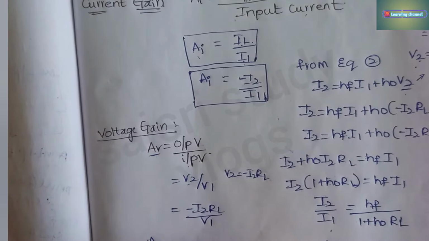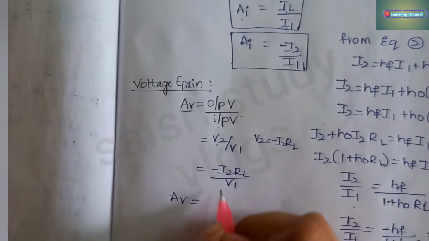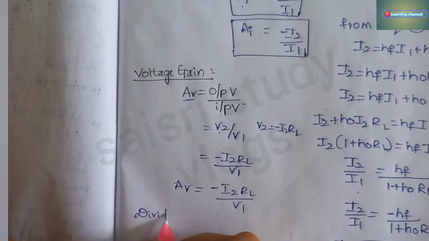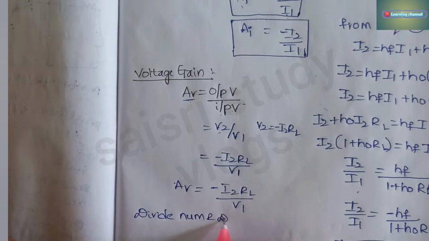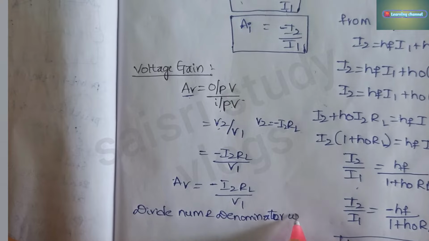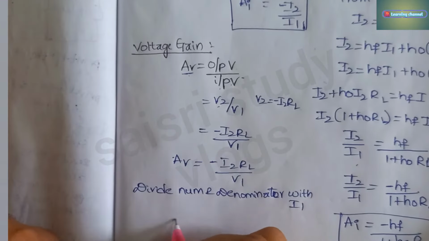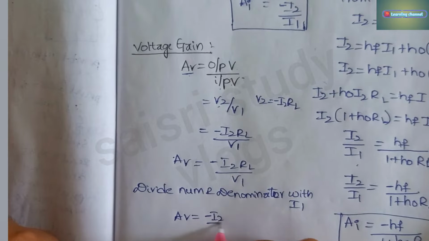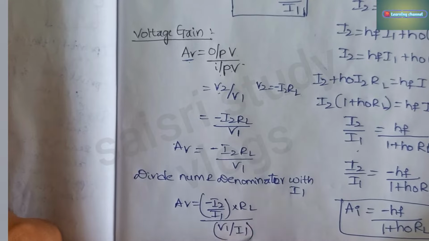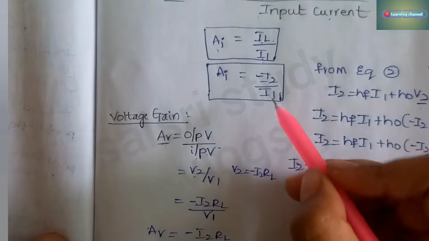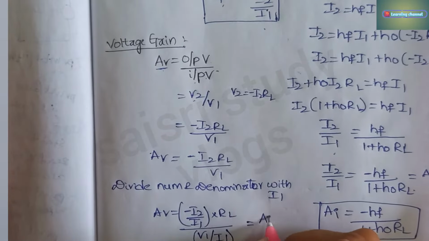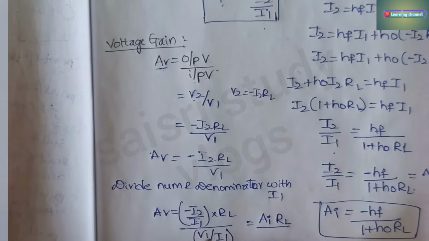Now divide both numerator and denominator with I1. Then what we get? AV is equal to minus I2 by I1 into RL by V1 by I1. What is minus I2 by I1? That is equal to AI. So in place of minus I2 by I1, I am writing AI RL by V1 by I1.